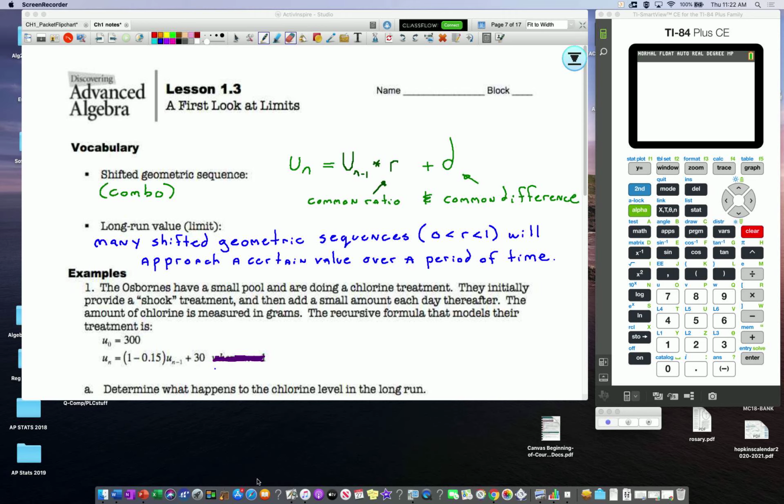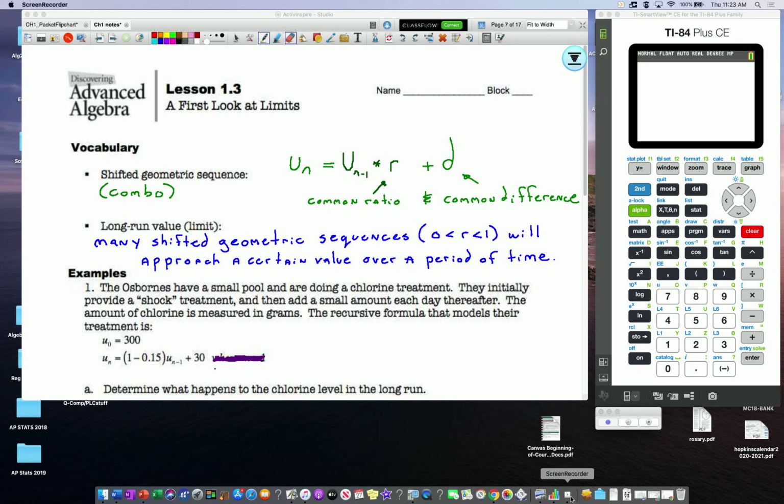So how a geometric sequence works is you still have this u sub n equals u sub n minus 1 part. I'm just concentrating on the recursive piece. You'll always have u sub 1 or u sub 0 equals some number. So what happens is you're going to multiply the previous term by some value and also add some common difference to it. So you're going to multiply first and then add or subtract.